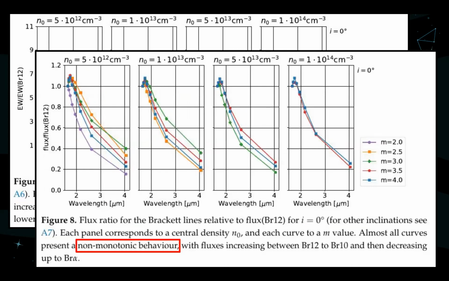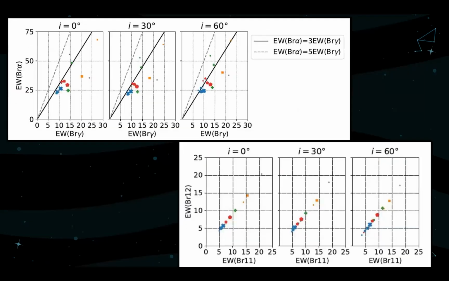We also measure the flux, and we see that the behavior is non-monotonic, like the behavior that we are seeing in our data. The flux increases up to Brackett 10 and then starts to decrease. We also made this plot with the equivalent width between Brackett alpha and Brackett gamma, and the two relations that I told you before.